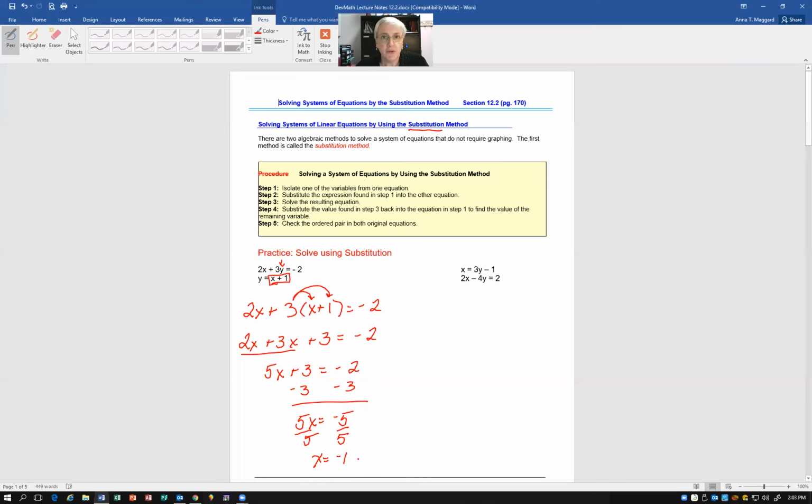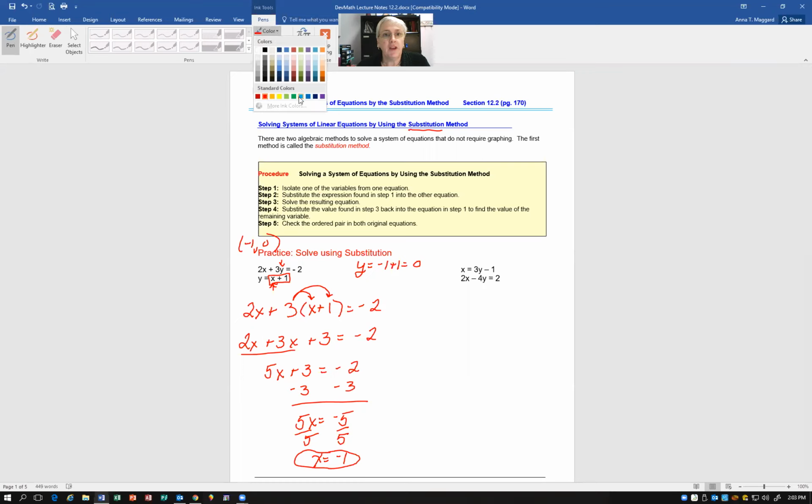Now remember, a system of equations is two lines. We're looking for where they cross, if they cross. So not only do we need an x value, we also need a y value. I'm going to take this value that I got right here, this -1, and put it right back into that. So y equals -1 plus 1, which is 0. So my ordered pair here is -1, 0. That's the solution. That's where these two lines cross each other.